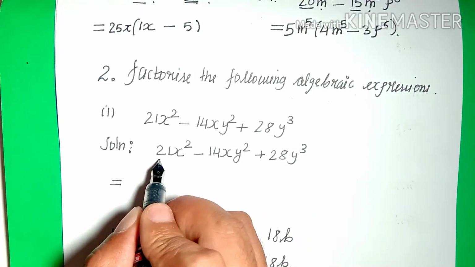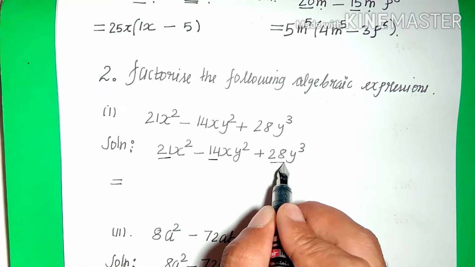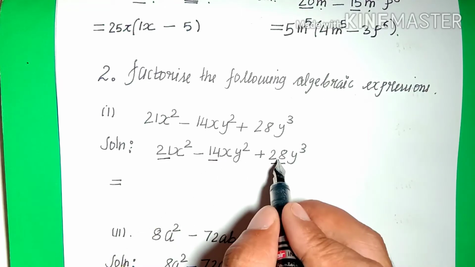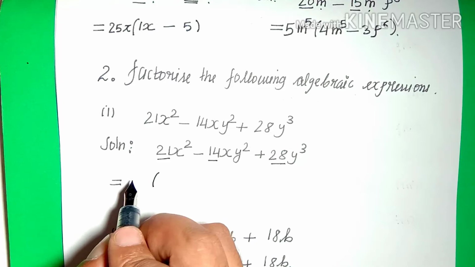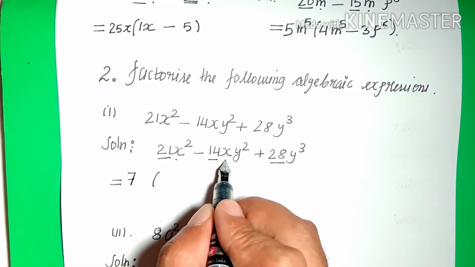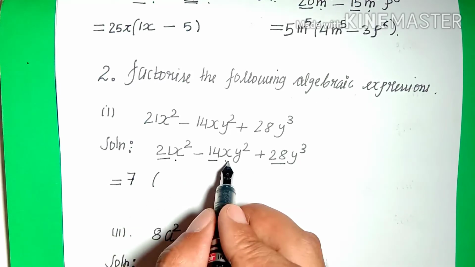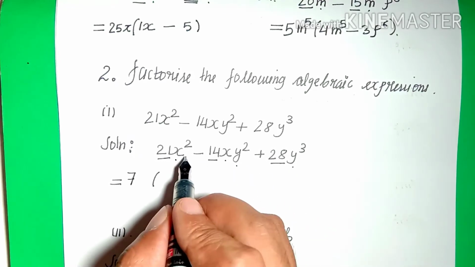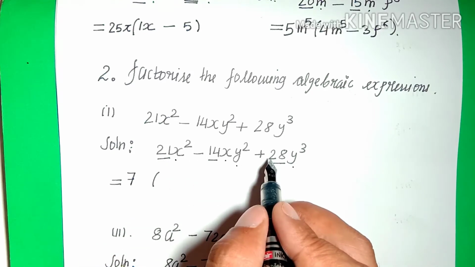Now we can see the constant values first here: 21, 14, and 28. In which table do we get 21, 14, and 28? Yes, that is the 7 table. After that, we can see x in some terms and none in another, which means we cannot take x as common. Similarly, y in one term and none in another, that means even the variable y cannot be taken as common.